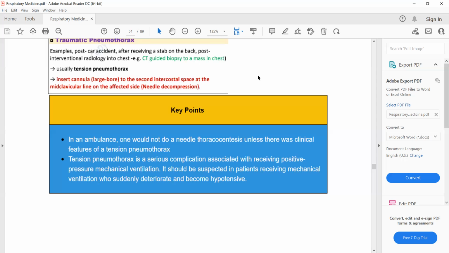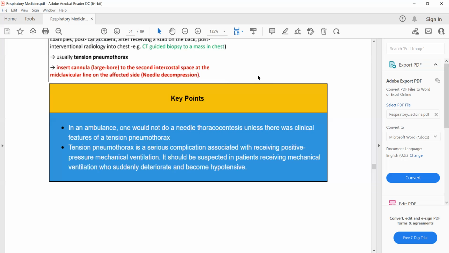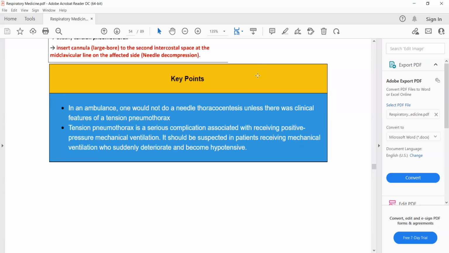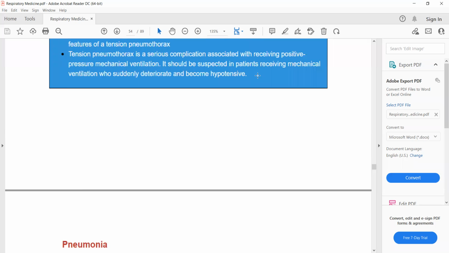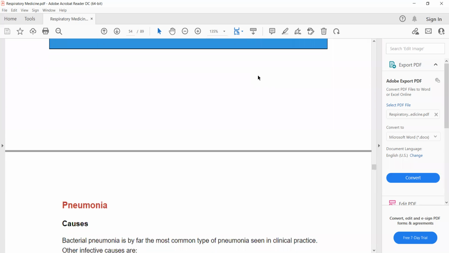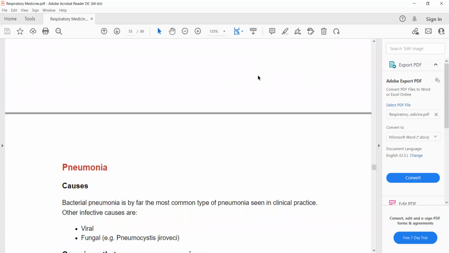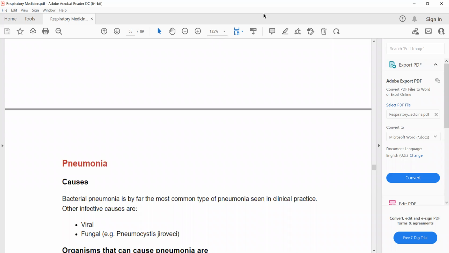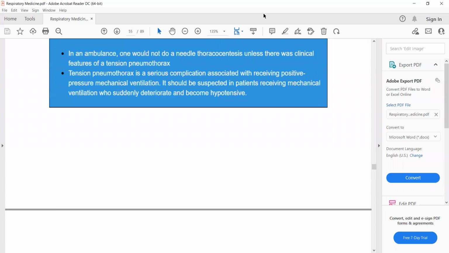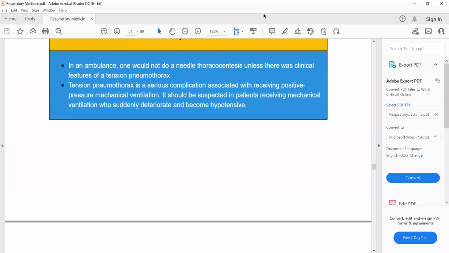So remember this fourth cause as well for the PLAB 1 exam, because sometimes they will ask that a patient is on positive pressure ventilation and suddenly he becomes short of breath, hypotensive, and his neck veins are distended. You will suspect tension pneumothorax in this case as well. So this was all about pneumothorax, different types of pneumothorax and their management. I hope it's clear to everyone.